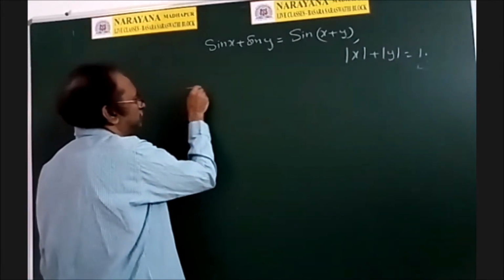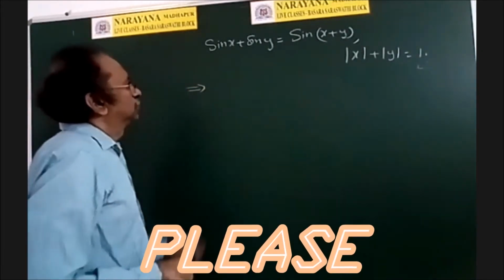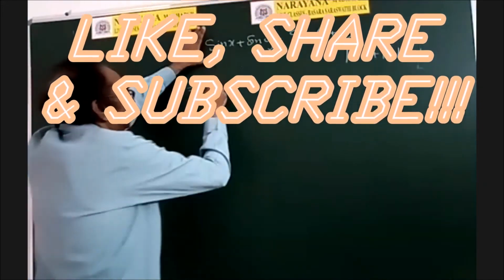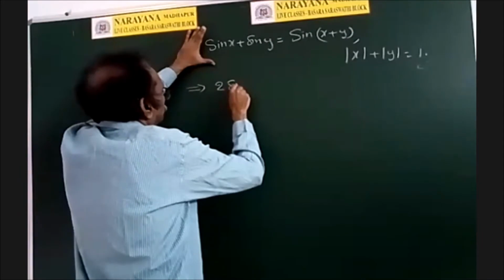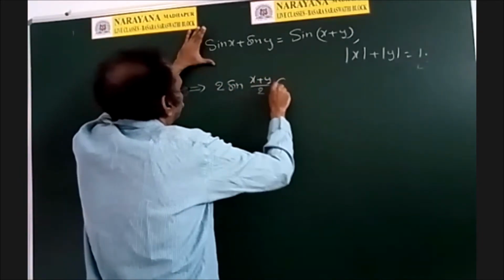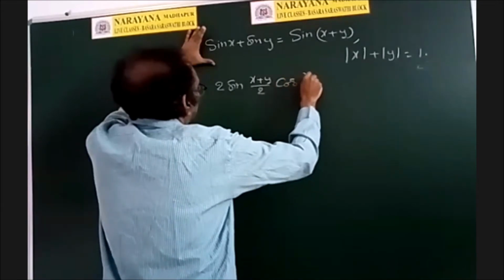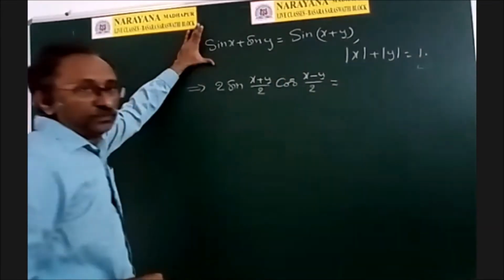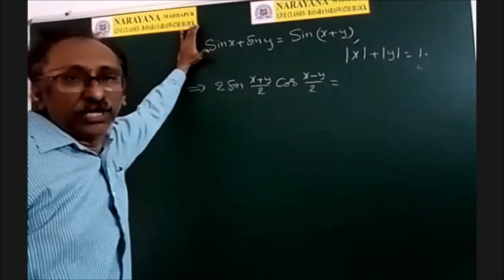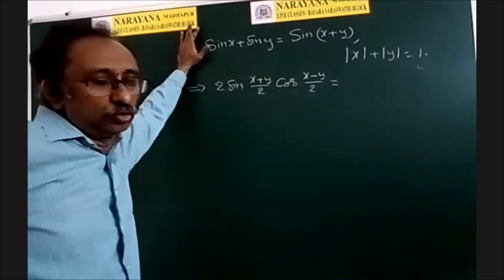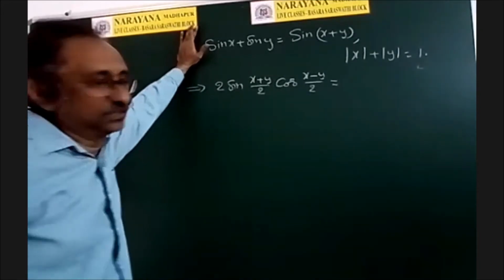How to start? What can we use? We can use transformations. What is sin x plus sin y? It is 2 sin((x plus y)/2) cos((x minus y)/2), and on the right side we can use the submultiple angle formula. Sin theta is equal to 2 sin(theta/2) cos(theta/2).